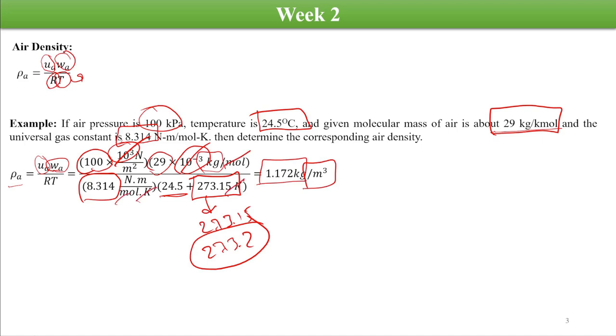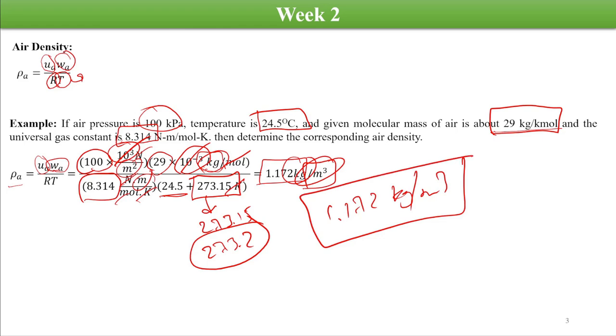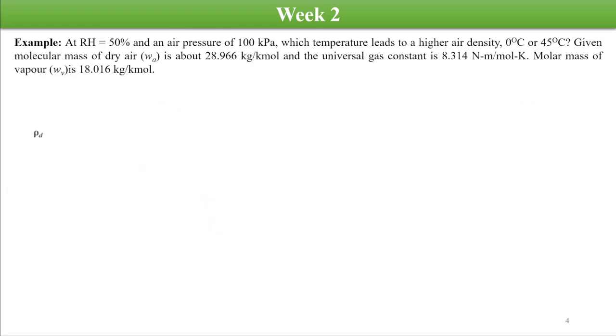The Kelvin temperature will cancel out, and with the meter square here and meter here, Newton will cancel out and you'll see meter cube, and kilogram will be left there. So the value will be 1.172 kilogram per meter cube. Okay. So in this way we can get the air density, right?